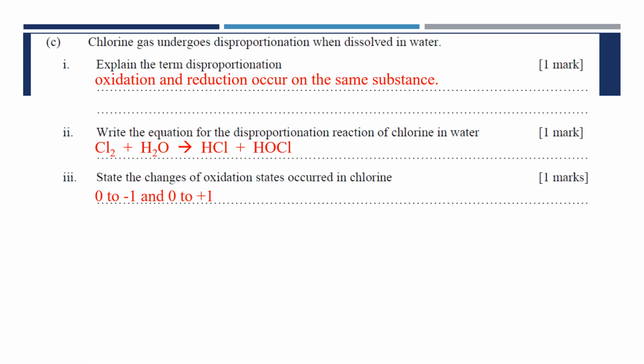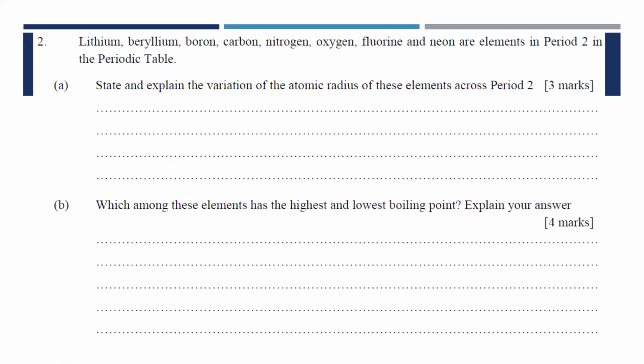Very straightforward, very direct. Let's go to question number 2. Lithium, beryllium, boron, carbon, nitrogen, oxygen, fluorine, and neon are elements in period 2 of the periodic table. A, state and explain the variation of the atomic radius of these elements across period 2. You still use the same factor. We are going to state that the atomic radius decreases from lithium to neon. So why?